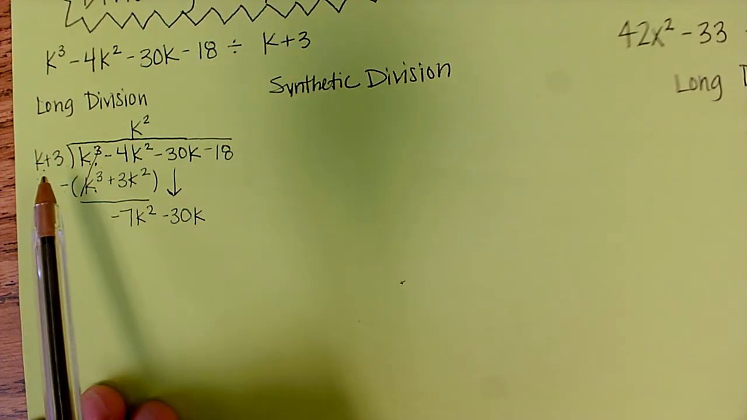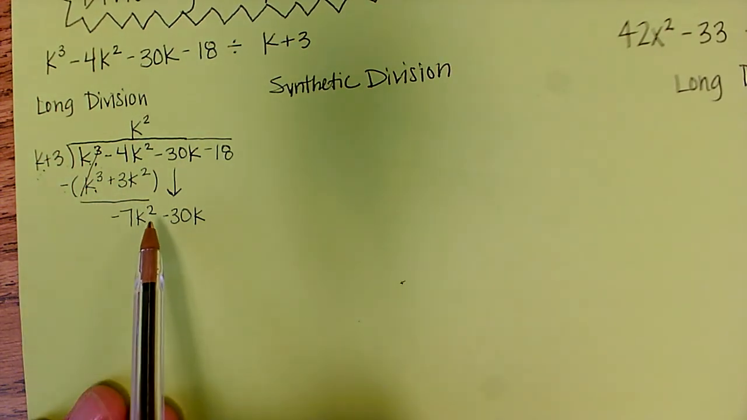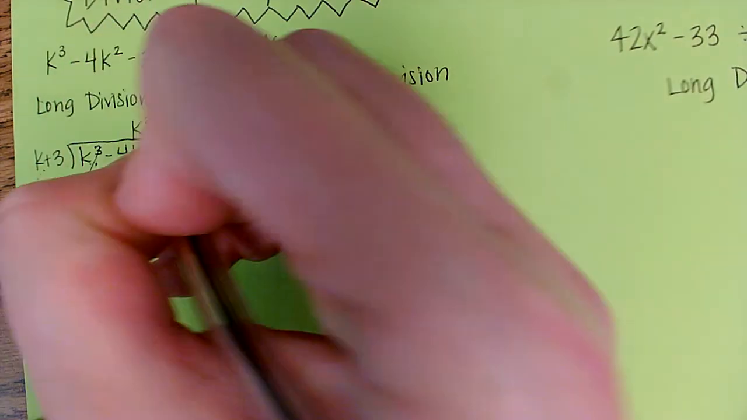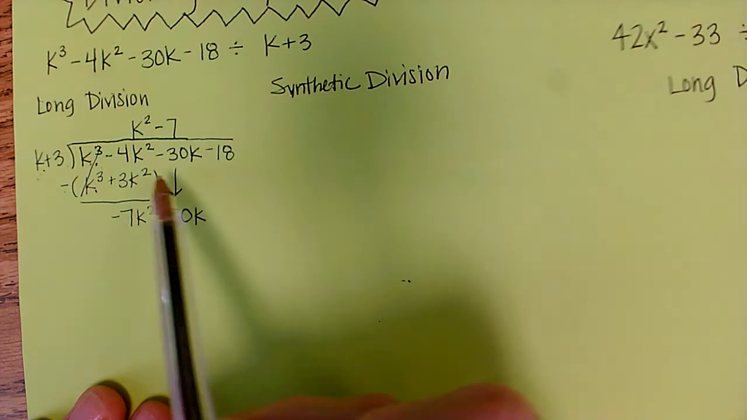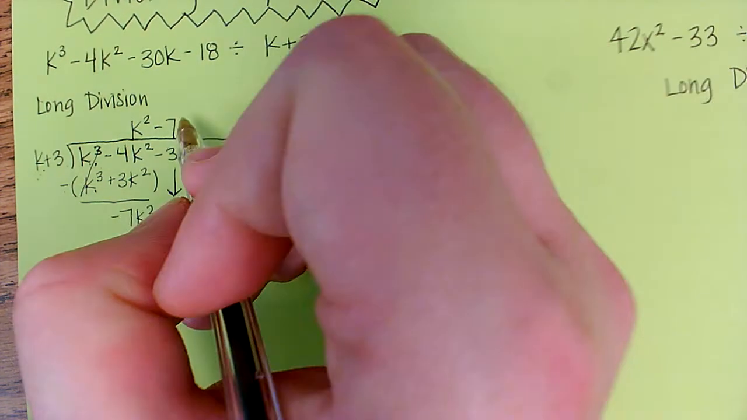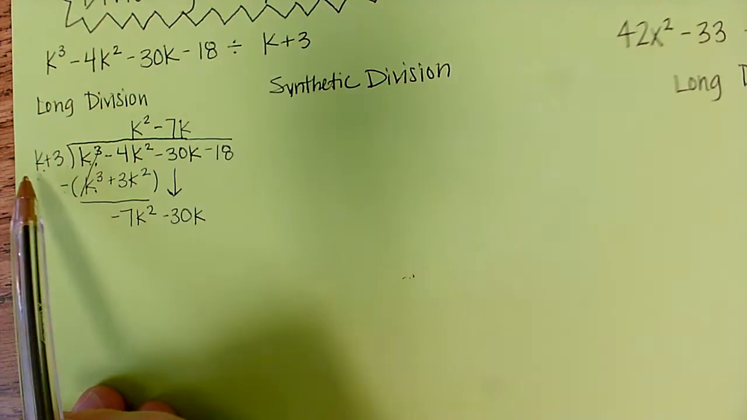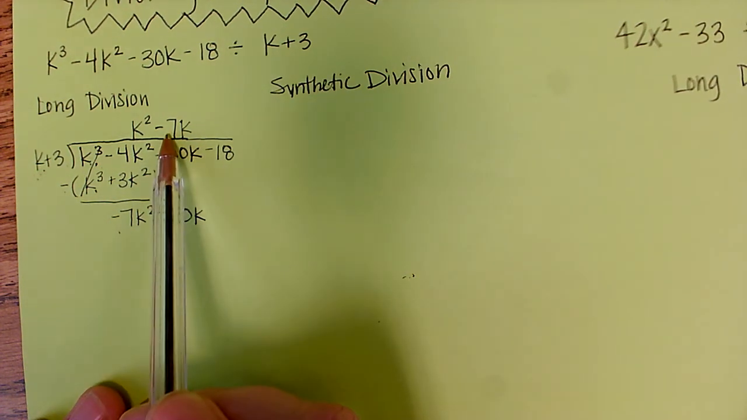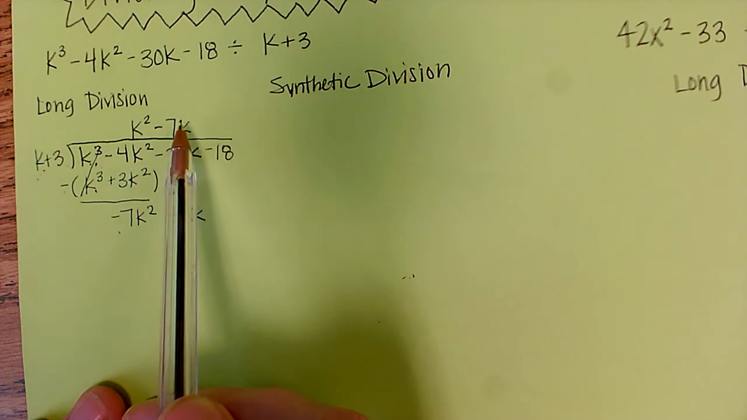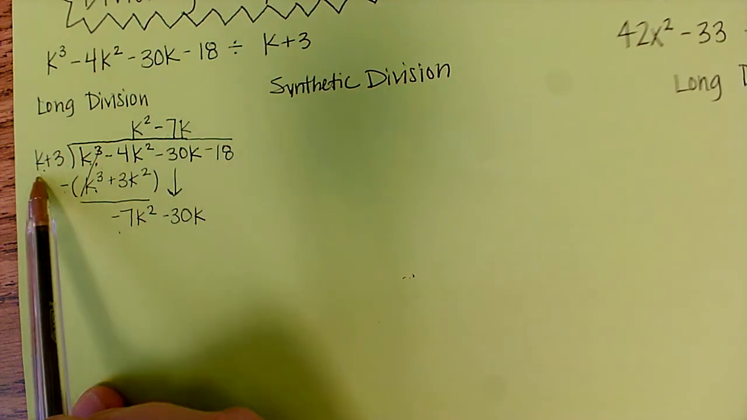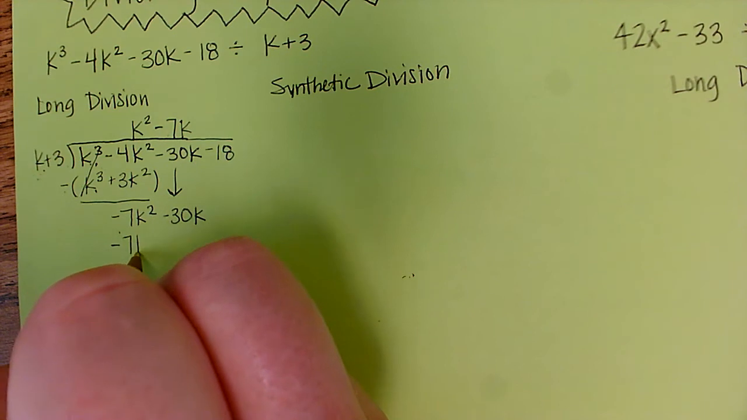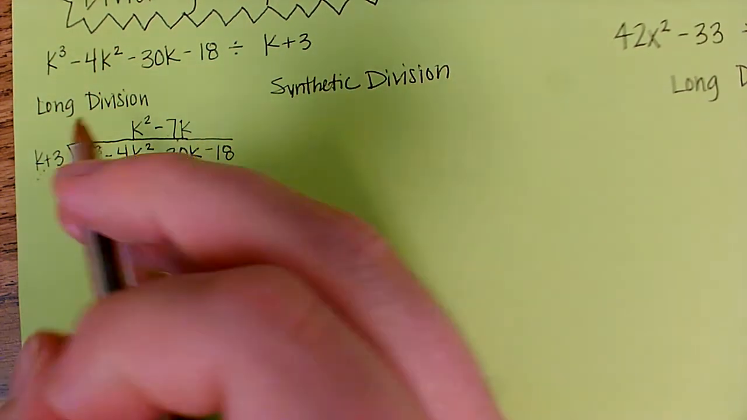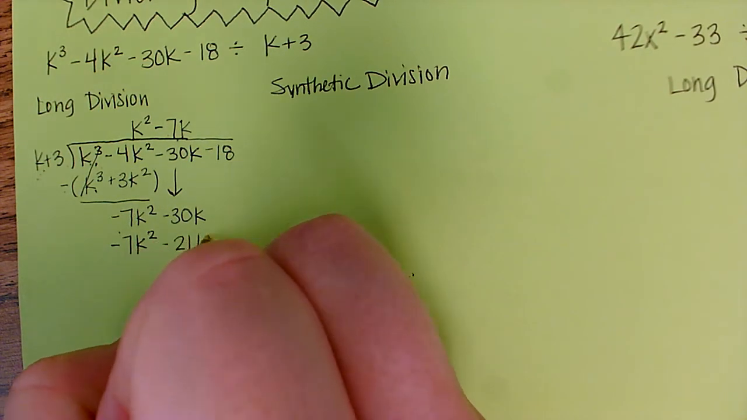Now, how do you go from k to negative 7k squared? So you go from 1 to negative 7, you multiply by negative 7, so you put your negative 7 up here. To go from k to k squared, you multiply by k. So to go from k to negative 7k squared, you multiply by negative 7k. So that's your next term up here. Now you multiply. Negative 7k times k gives you negative 7k squared. Negative 7k times 3 gives you negative 21k.